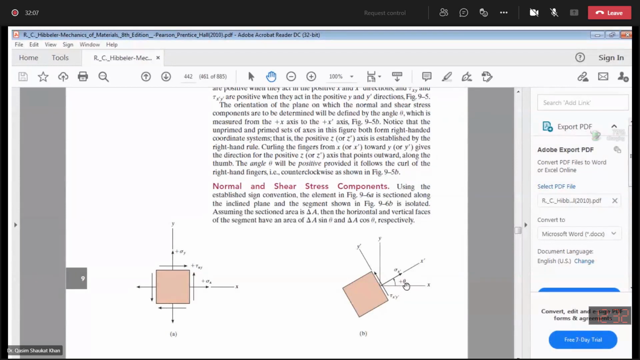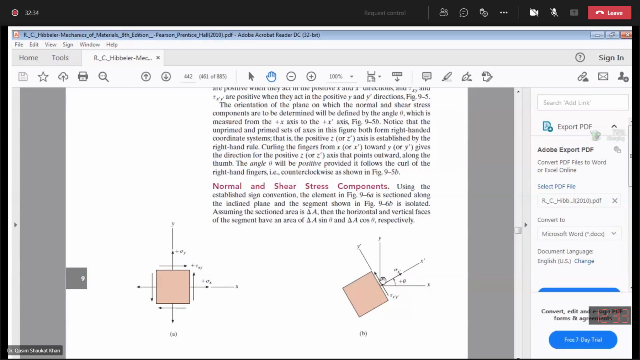So we can also prove that counterclockwise is positive: if we curl the fingers of the right hand in the direction moving from x to x dash axis, then our thumb will point out of the plane, which represents the positive z-axis. So counterclockwise orientation is considered positive.